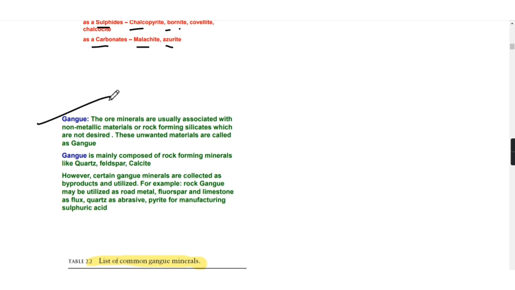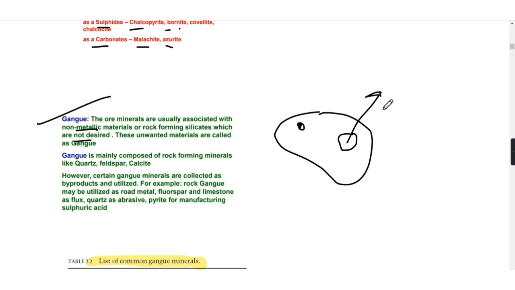So what is gangue? These are the ore minerals which are usually associated with non-metallic material. Okay, so these are the not desired part. It means if there is a rock, it will contain ore minerals as well as some non-desired part, which is called gangue, which should be removed during the extraction of ore minerals, because it is considered waste. We do not need it.